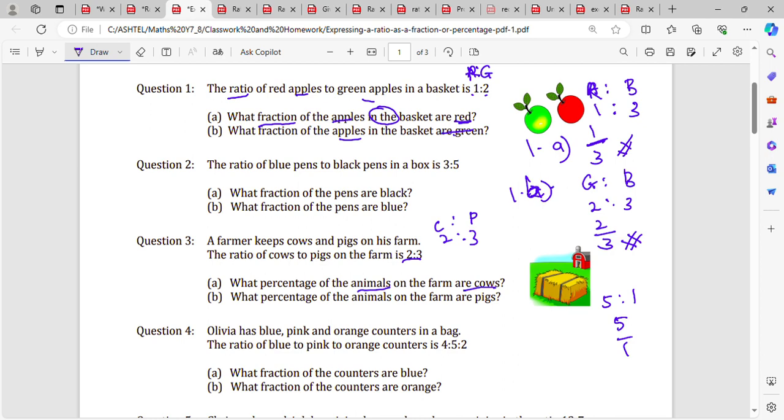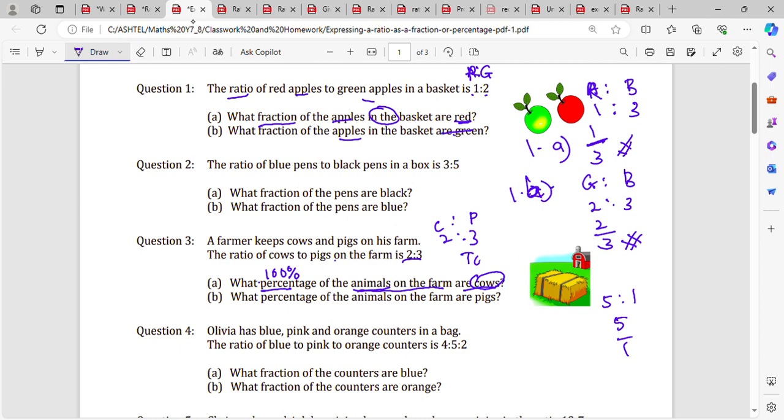How do you find a percentage? It is better for you to find it in fraction first, then multiply it with 100%, because percentage meaning that it's 100%, right? So you need to just multiply your fraction with 100%. Let's say we are looking for the percentage of cows of the animals on the farm. We have cows and pigs, so that means the total. So we need to find the ratio of cows to total first.